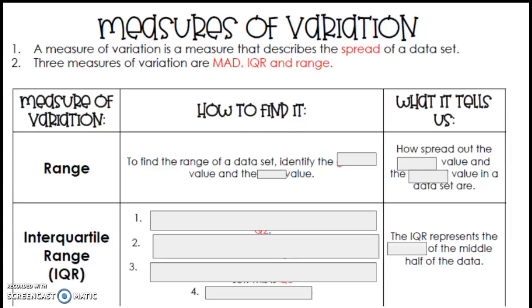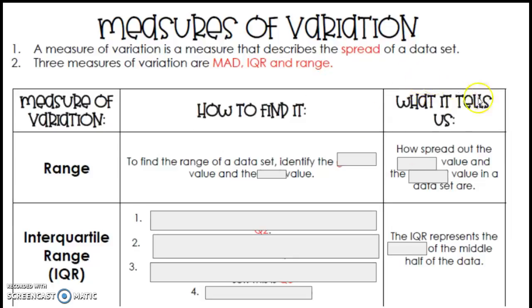Now I'm going to go through this video rather quickly, so if you need to pause at any point, go for it. This is going to be your how-to-do-all-of-these-things sheet that you're going to refer to, but make sure you're listening too. So the measures of variation are MAD, which stands for mean absolute deviation, IQR, which stands for the interquartile range, and range, which you already know how to find. So let's start with range.